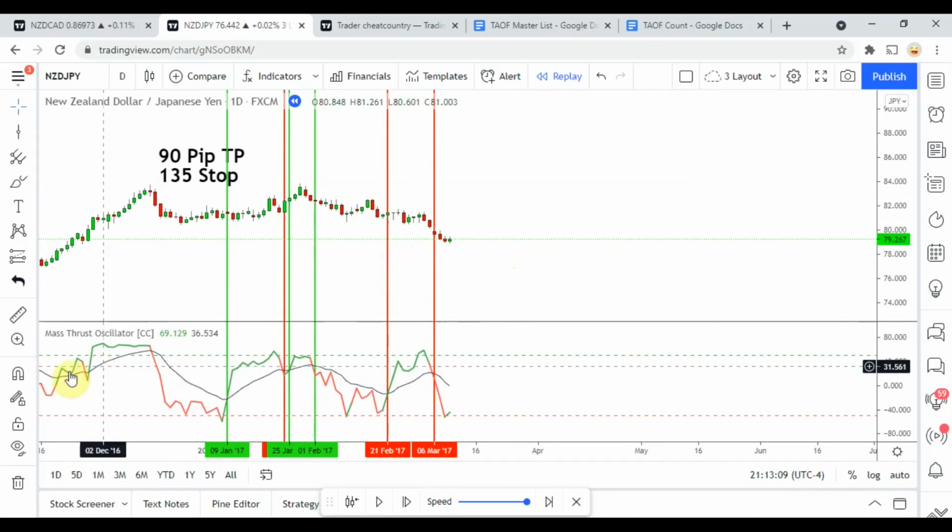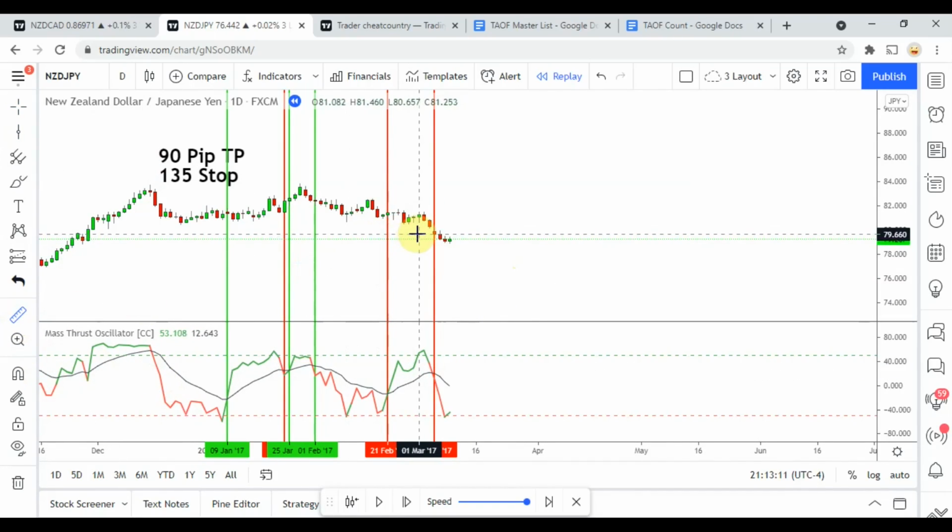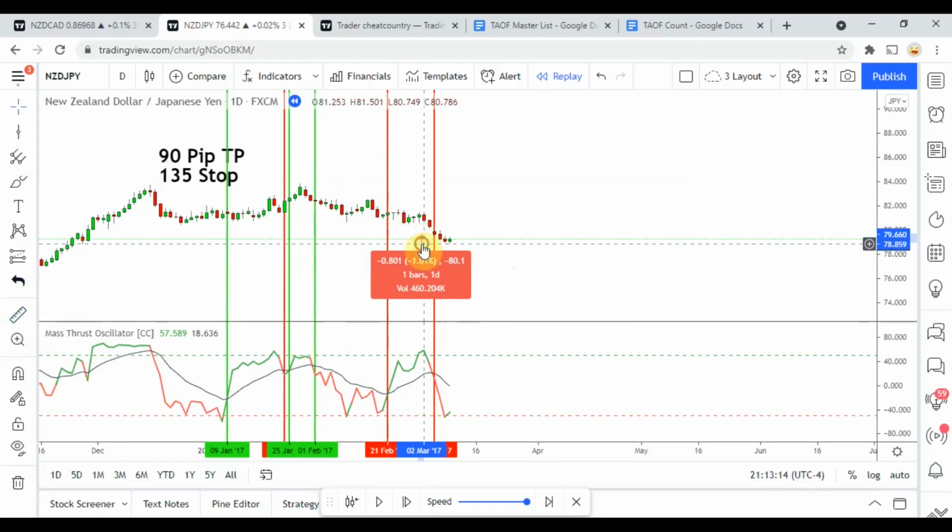Then a short right here. Don't think it's quite made it. Maybe it has. Not quite.